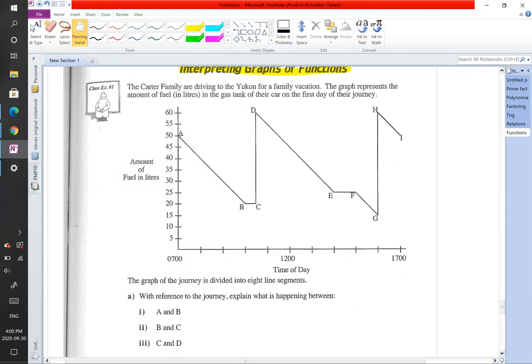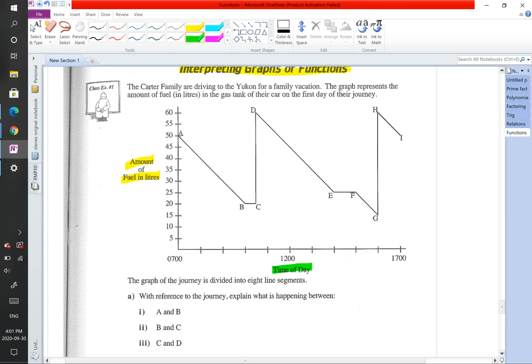So we need to be a little bit creative here and think about what's actually happening in this graph. So it says the Carter family are driving to the Yukon for a family vacation. The graph represents the amount of fuel in liters in the gas tank of their car on the first day of their journey. So you can see on the y-axis we have amount of fuel, and on the x-axis we have the time of day.